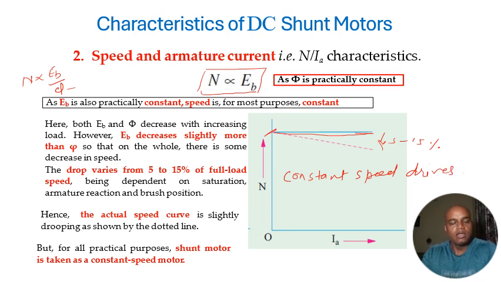For load applications where I need a constant speed drive, irrespective of load, if I increase or decrease the load, my motor should run at the same speed. For such applications, I will use the DC shunt motor.